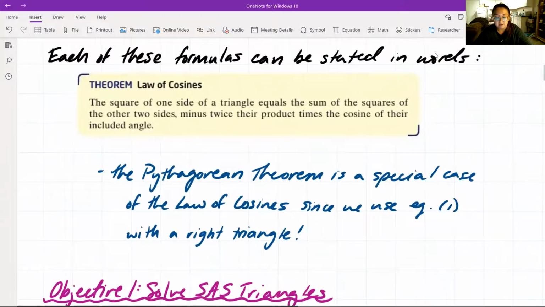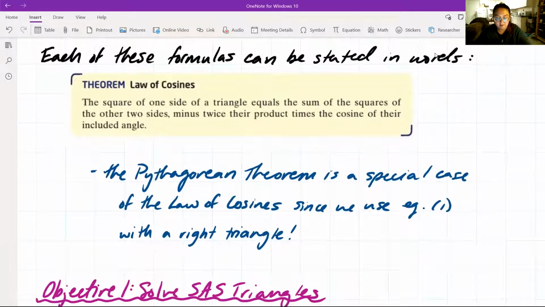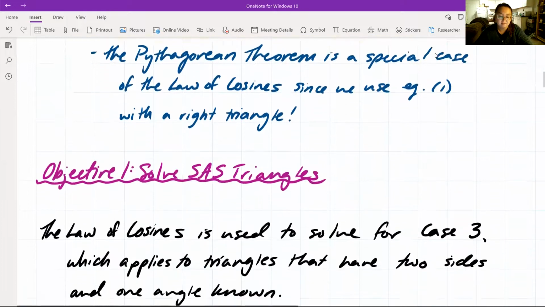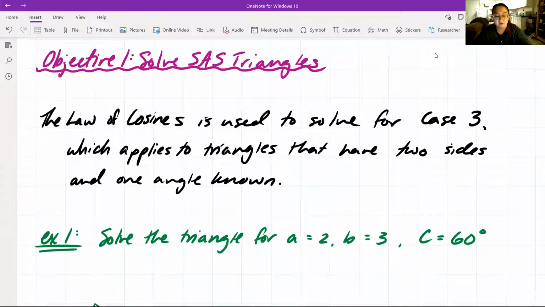So the Pythagorean theorem is actually a special case of the law of cosines since we use equation 1 with a right triangle, or 90 degrees. This would end up giving us the cosine of 90 degrees, which is 0, so then we would end up with just c squared is equal to a squared plus b squared. And so that's how we end up getting our Pythagorean theorem. It's just the law of cosines using equation 1 with a right angle. Just a fun fact.